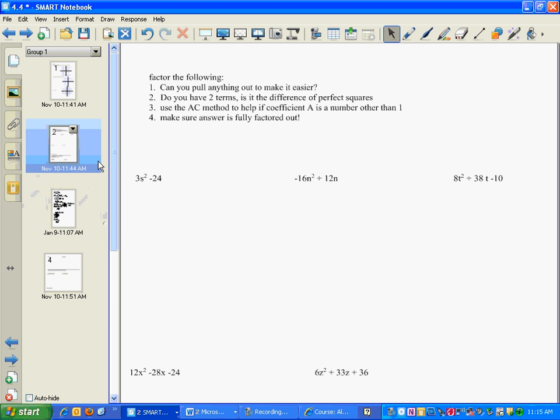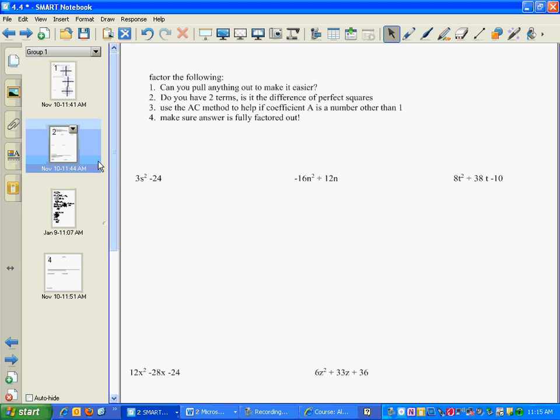Yeah, because the first page is just kind of a review. All right, so can you pull anything out? These are the questions you want to ask yourself. If you can, use it and make it easier for you to factor.